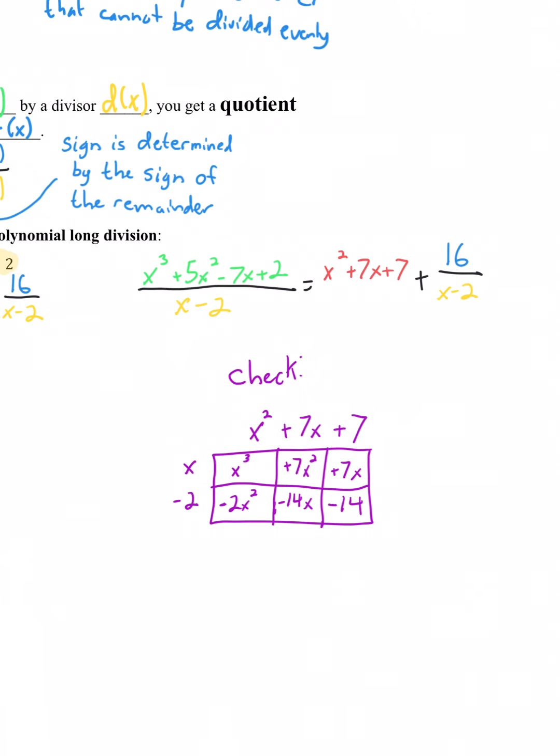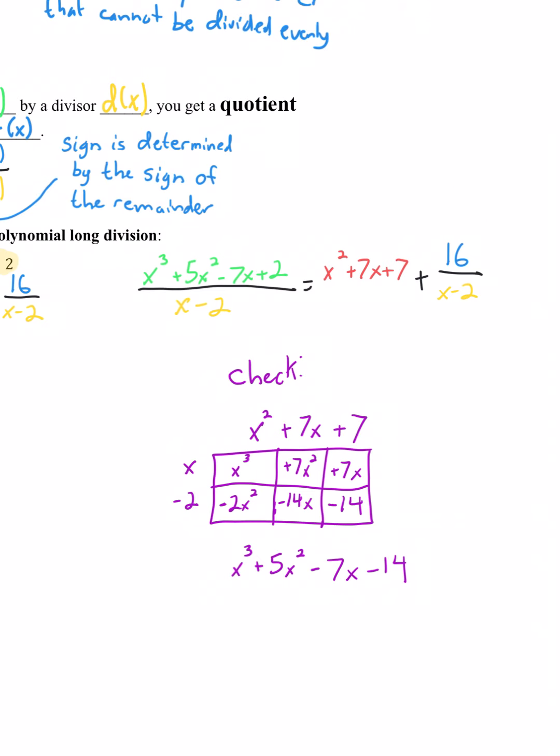I'll have my like terms, so I have a positive 7x and a -2x. So I'm going to get an x cubed plus 7x squared minus 2x squared is positive 5x squared. And then plus 7x minus 14x is -7x minus 14.